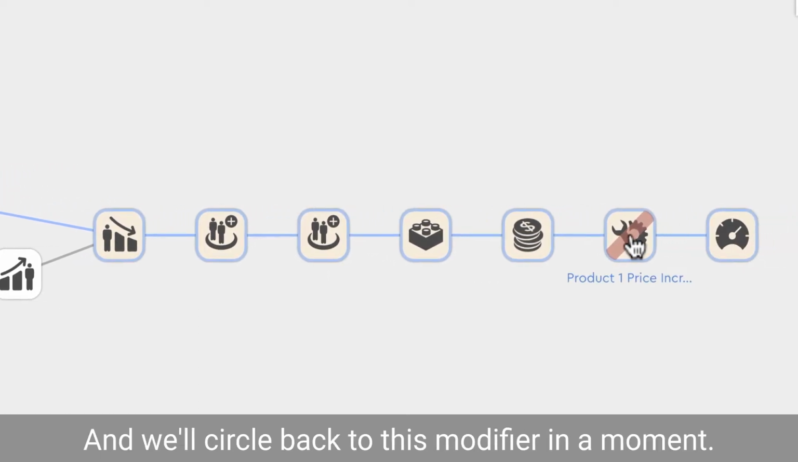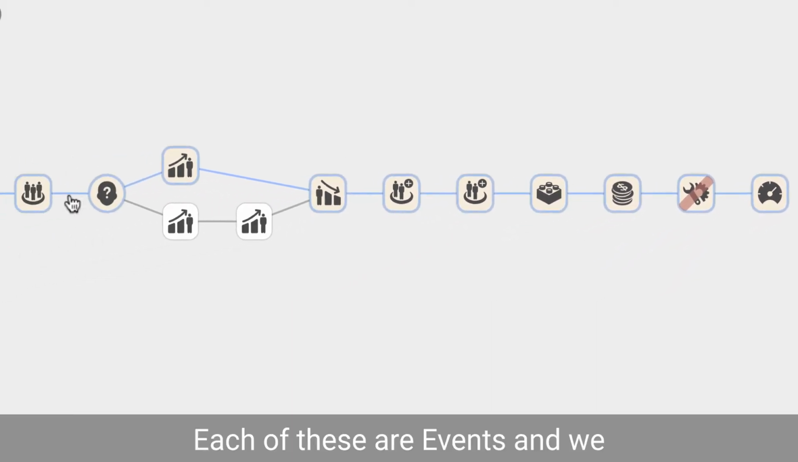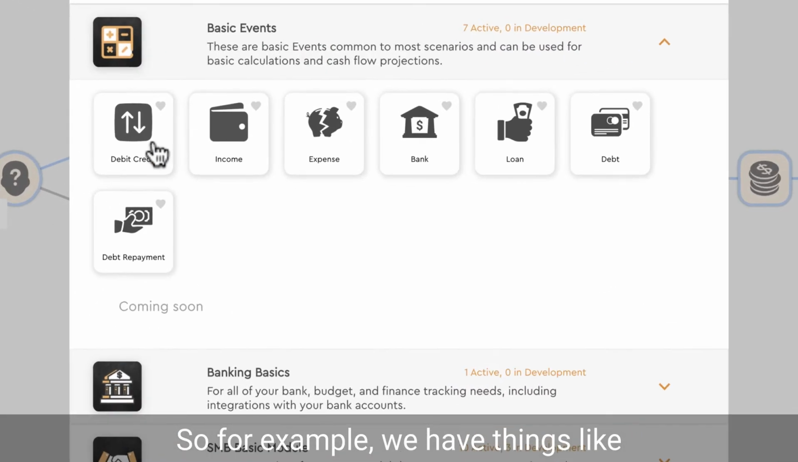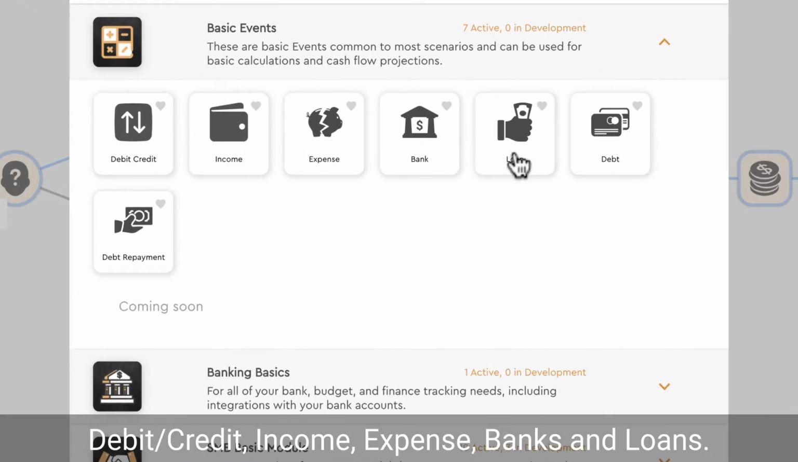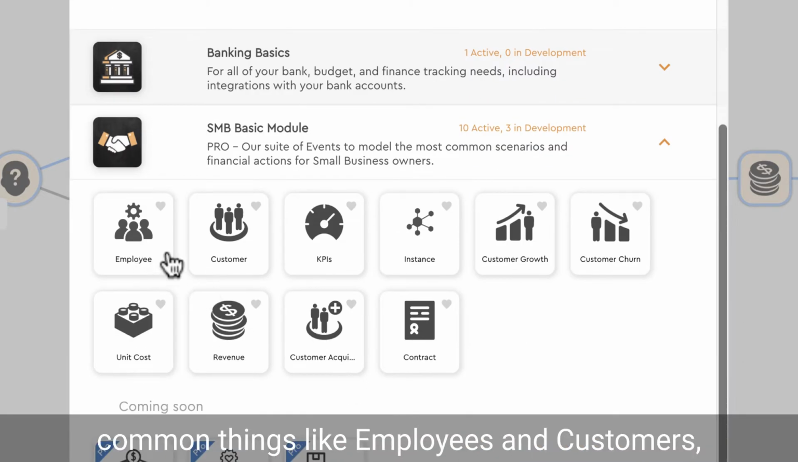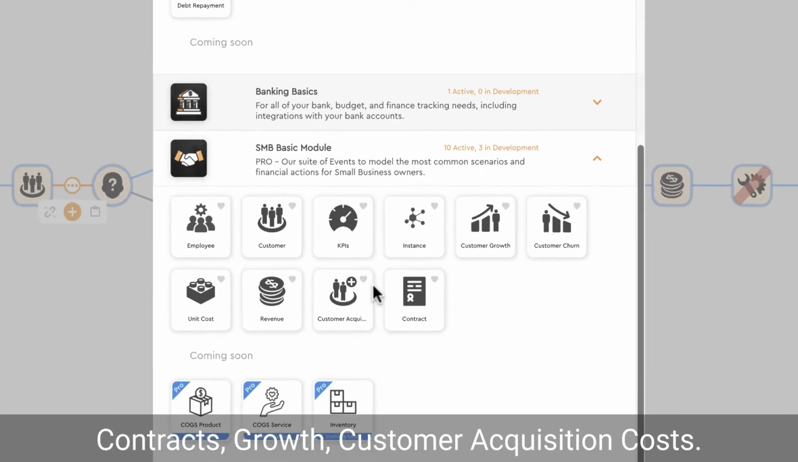And we'll circle back to this modifier in a moment. Each of these are events, and we have a whole library of events. So for example, we have things like debit, credit, income, expense, banks, and loans. In our business module, we have common things like employees and customers, contracts, growth, customer acquisition costs.